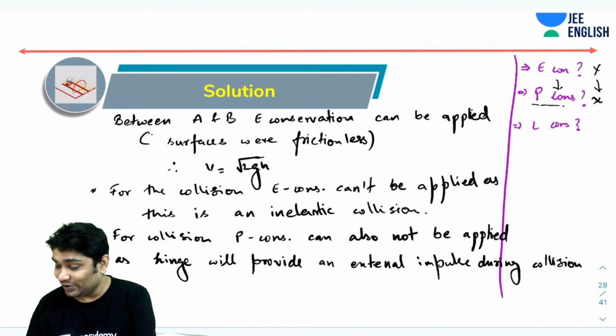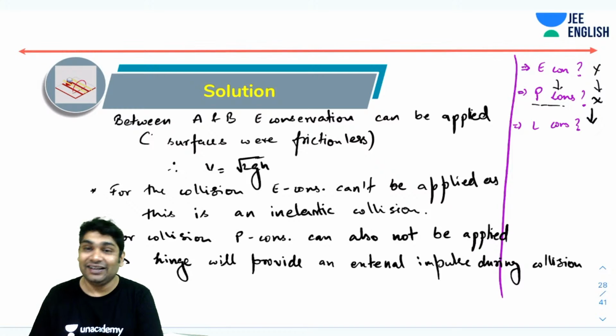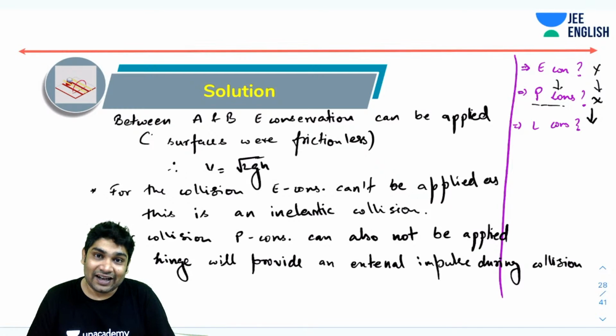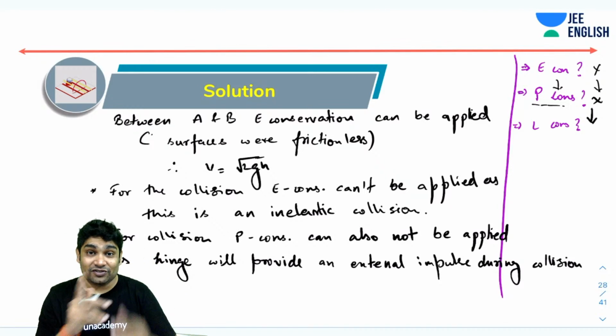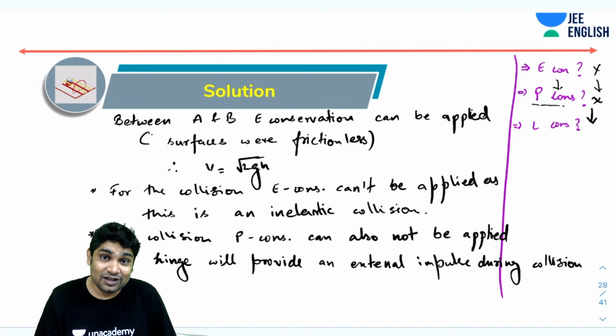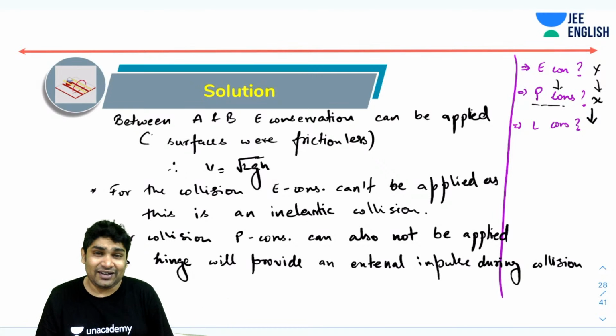So, this also cannot be applied. Now, what do I do? Now is the third possibility that I will explore. Always take this approach. Always start with energy conservation because that is the easiest to apply. If energy conservation can be applied, solve with energy conservation. If energy conservation doesn't work, go for momentum conservation. If momentum conservation does not work, then look for angular momentum conservation.